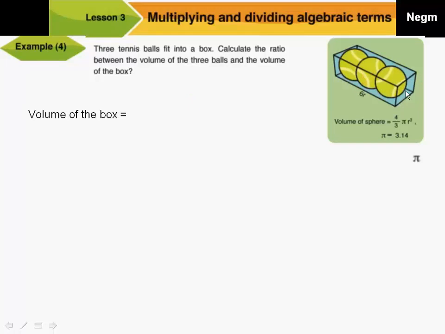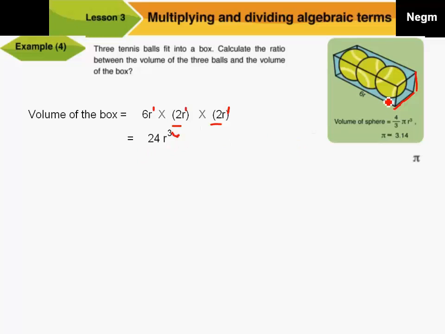So volume of the box is equal to 6r times 2r times 2r. The height is 2r. 6 times 2 times 2 is equal to 24. R times R times R is R to power 3. As we know, R is to power 1, here to power 1, here to power 1. This is a multiplication of the same base, so we have to add the power, which is 1 plus 1 is equal 2, plus 1 is equal 3. This is the volume of the box.